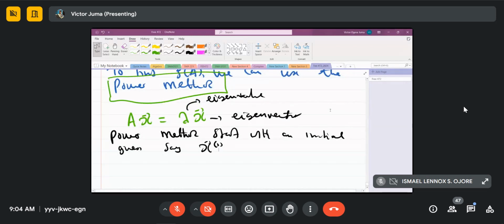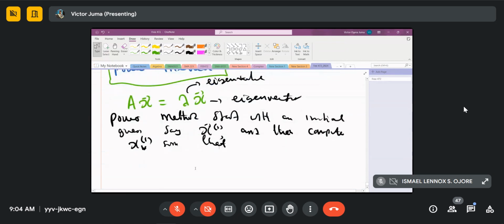Hello. Sorry, I'm back. So I said that the power method starts with an initial guess, say x naught, and then compute x1. So when you start with an x naught, then x1 is the same as A multiplied by x naught, right?